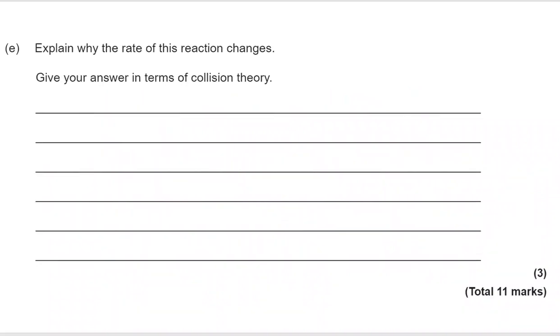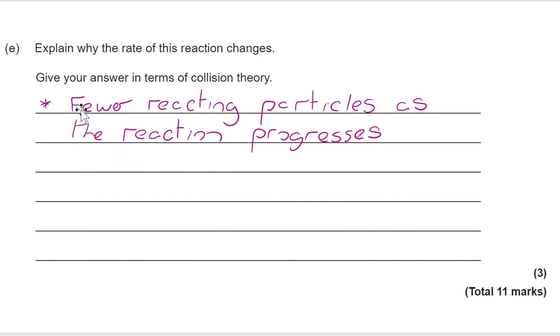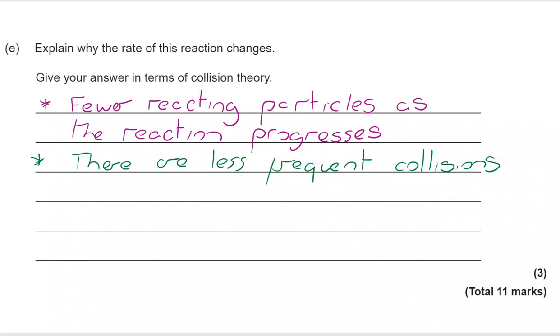On to part E, to finish off this question, explain why the rate of this reaction changes, and give your answer in terms of collision theory. Well, you start off with entirely reacting particles, but the minute they react, we have less of them. So there are fewer reacting particles as the reaction progresses. If there are fewer reacting particles, that means there are less frequent collisions, less frequent successful collisions.